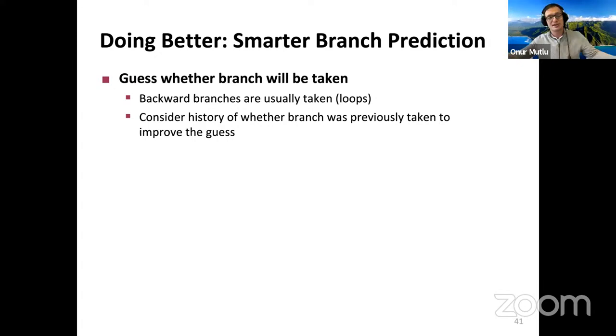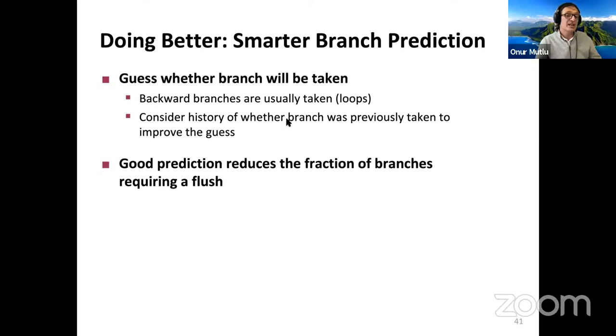And they also use other techniques also for memorization, etc. So modern processors actually put a lot of effort into predicting the branches correctly or in a more smart or intelligent way. And good prediction reduces the fraction of branches that are requiring a flush in the end. So, okay, we're going to get back to this.